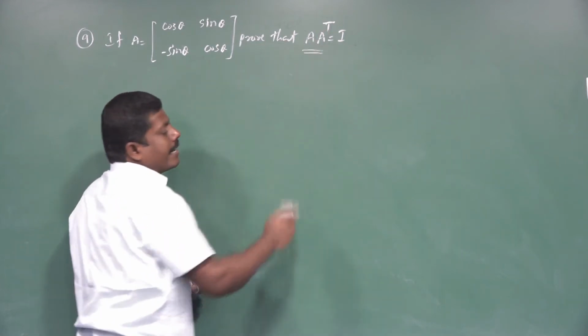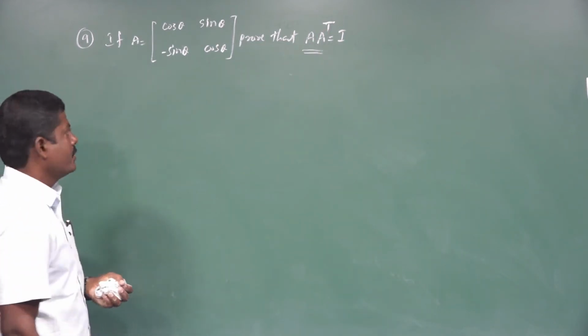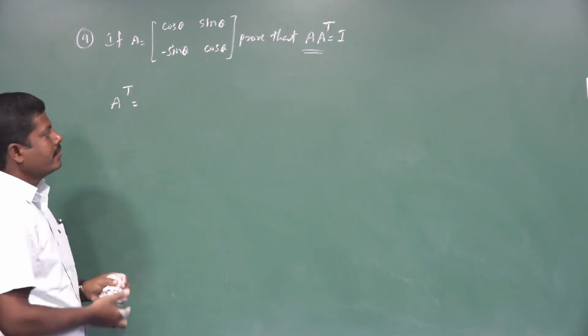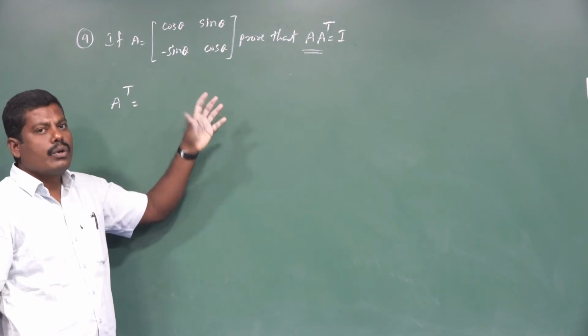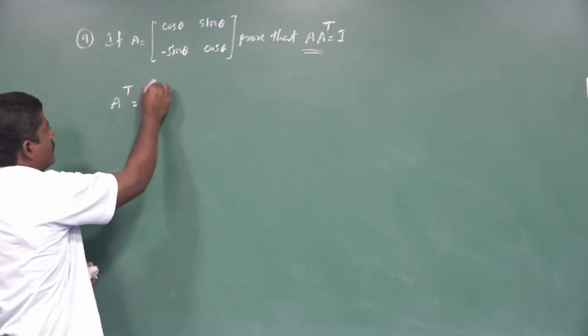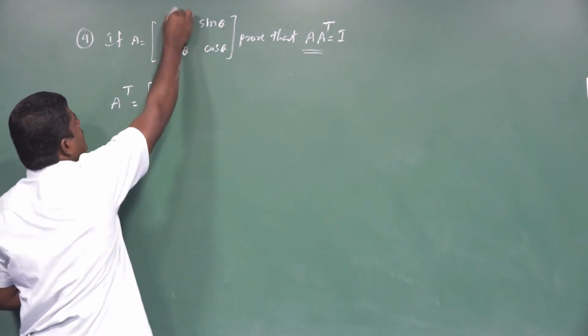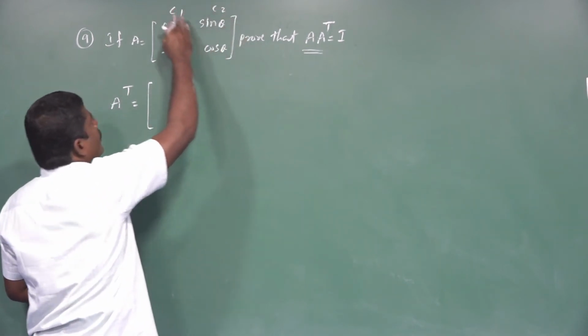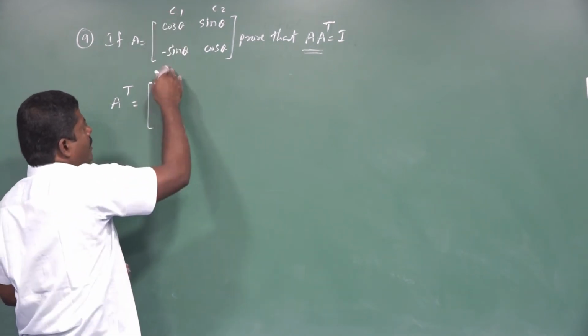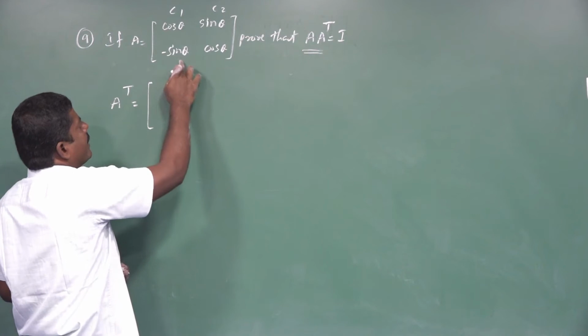You find A transpose now. A transpose is nothing but interchanging rows and columns. It's called A transpose. So A transpose is a matrix. This is column 1, this is column 2. You take the first column and write it in the first row: cos theta, minus sin theta.